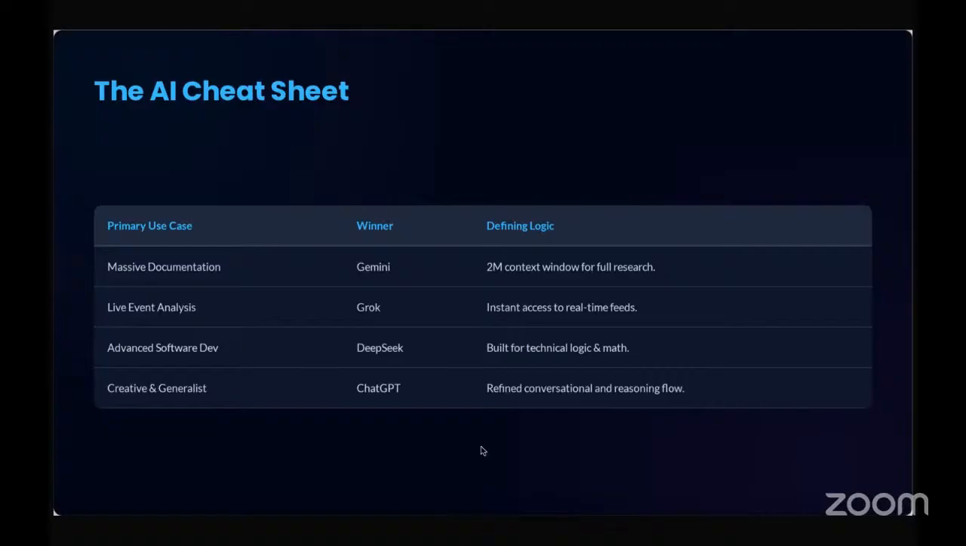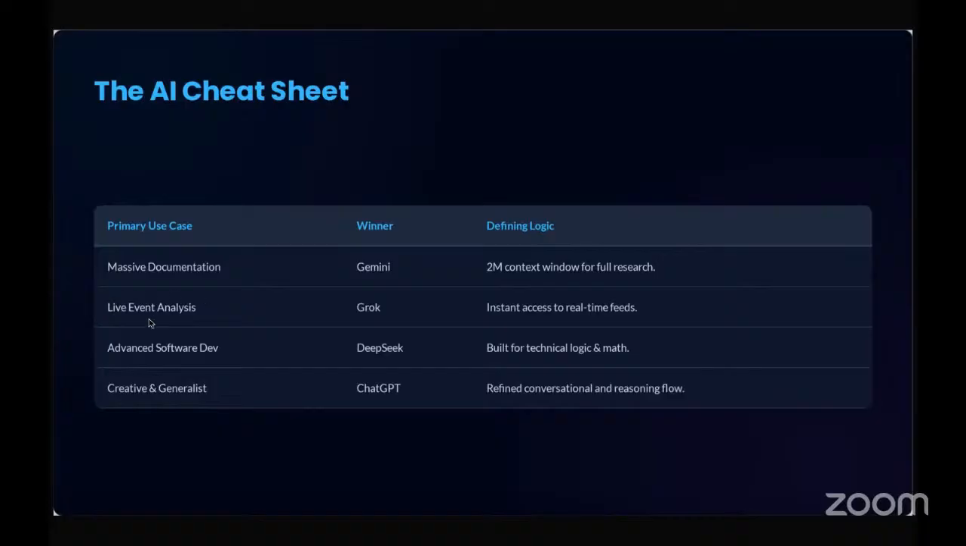So here we basically have the massive documentation. As I told you, if you want to have a huge amount of information, we're going to go for Gemini. Why? Because it has a 2 million context window for full research. So most AIs have a short-term memory and they're going to forget about the beginning. Gemini will not forget. And it's really your only choice when you want to go for a big research.